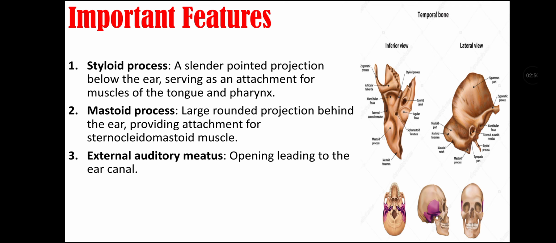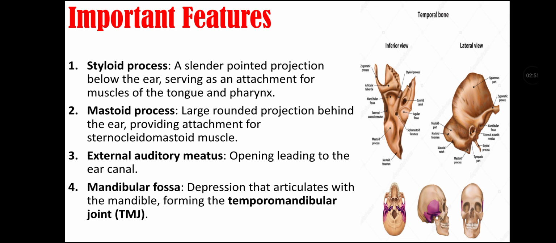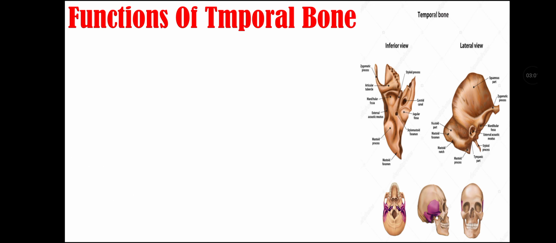Third feature is the external auditory meatus, that is the opening that leads to the ear canal. Fourth feature is the mandibular fossa, that is a depression that articulates with the mandible, forming the temporomandibular joint.